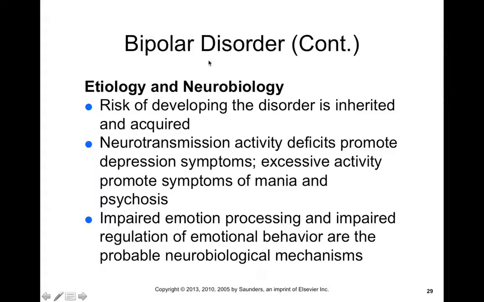Now, in terms of the etiology and neurobiology of bipolar disorder, we see that there's a higher risk of developing this disorder if it runs in your family. So there seem to be genetic factors here. However, in identical twins, if they share the same genes, one twin may develop bipolar disorder and the other one might not. So there seem to be environmental triggers as well. Now, neurotransmission activity deficits promote depression symptoms, and excessive activity seems to promote the symptoms of mania and psychosis.